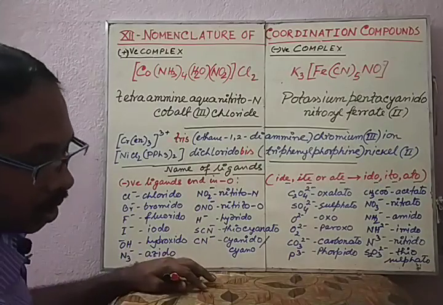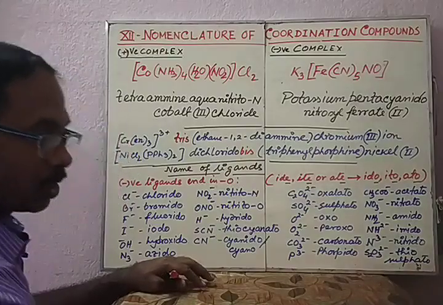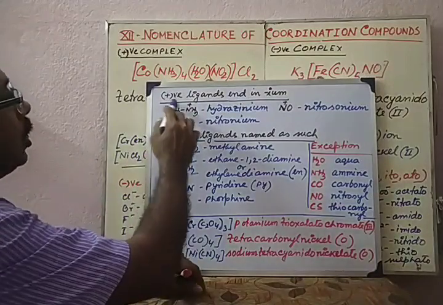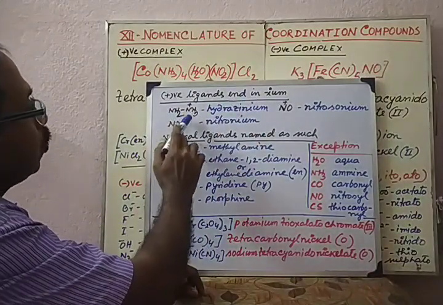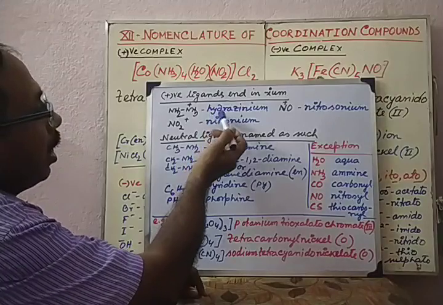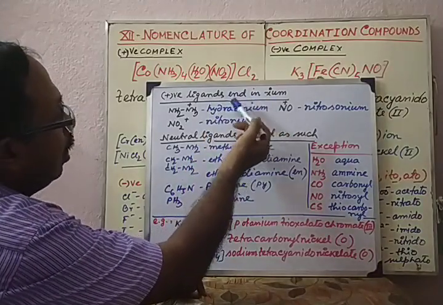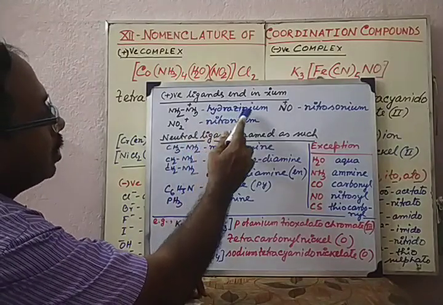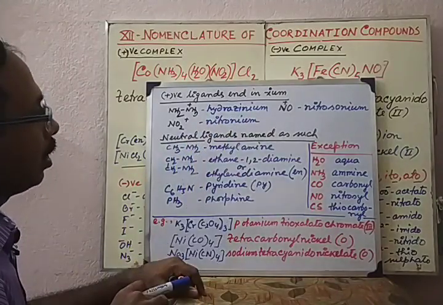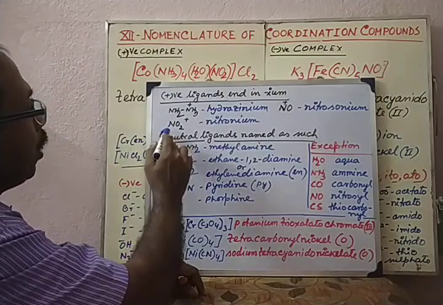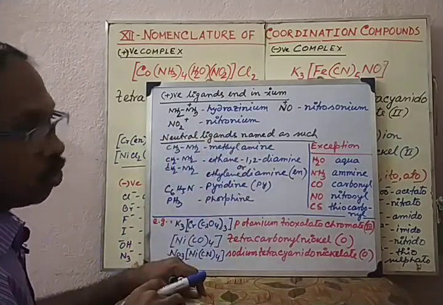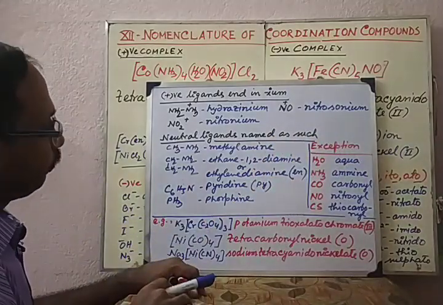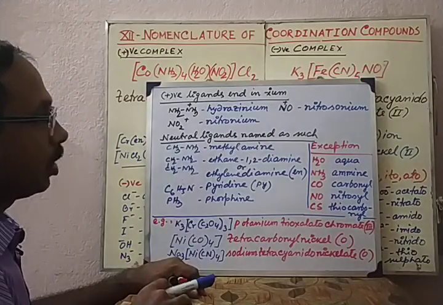When we write the name of a complex, we write the ligand's name like this. Now let us take some examples of positive ligands, like NH2NH3 plus. Positive ligand names end with ium. So it is hydrazinium ion. NO2 plus is called nitronium. NO plus is called nitrosonium. These are some positive ligands.